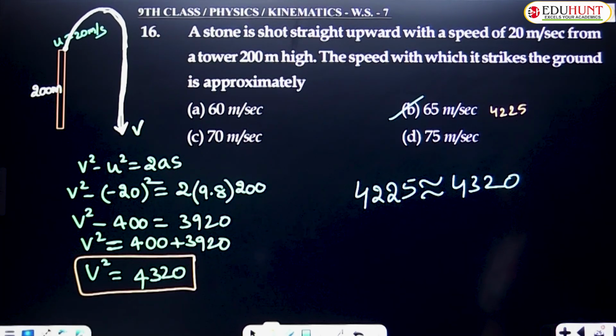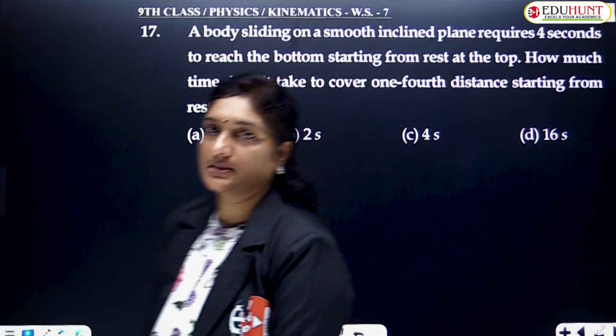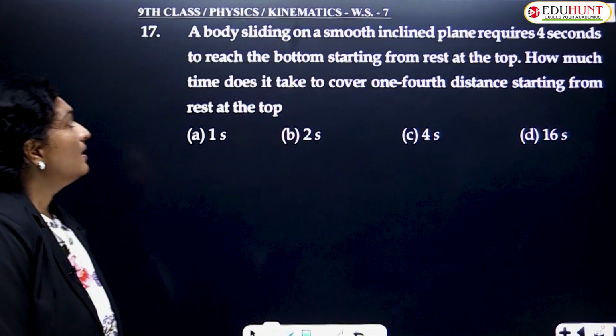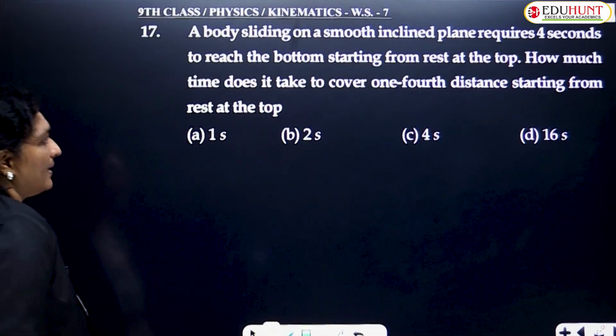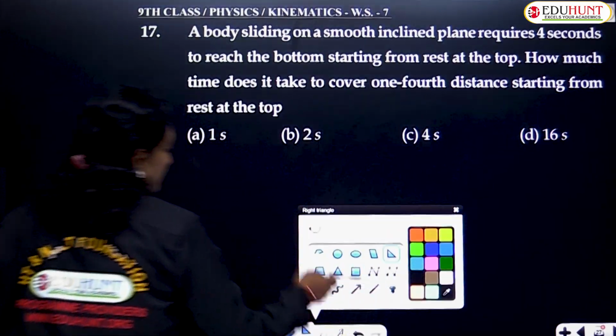Okay, so moving to the next question. A body sliding on a smooth inclined plane. You know the inclined plane, the slope. A body sliding on a smooth inclined plane requires 4 seconds to reach the bottom. This is how an inclined plane looks.